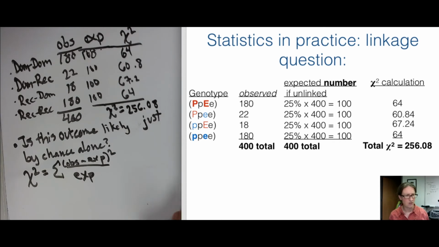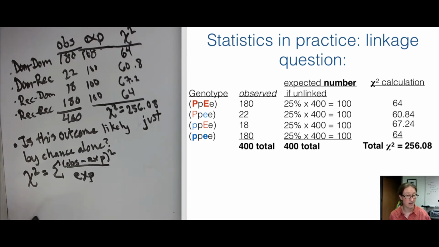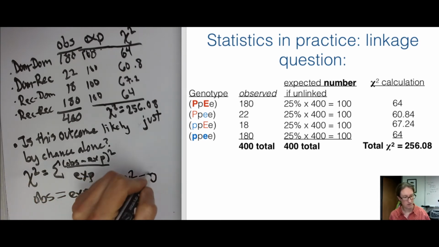256.08. And let's just do the thought experiment now of if our observed perfectly matched our expected. If that were the case, for the top category, that would be 100 minus 100, quantity squared over 100, so that's 0, right? So all of these would be 0. So if your expectation exactly matches what you get, then your chi-squared is going to be 0.